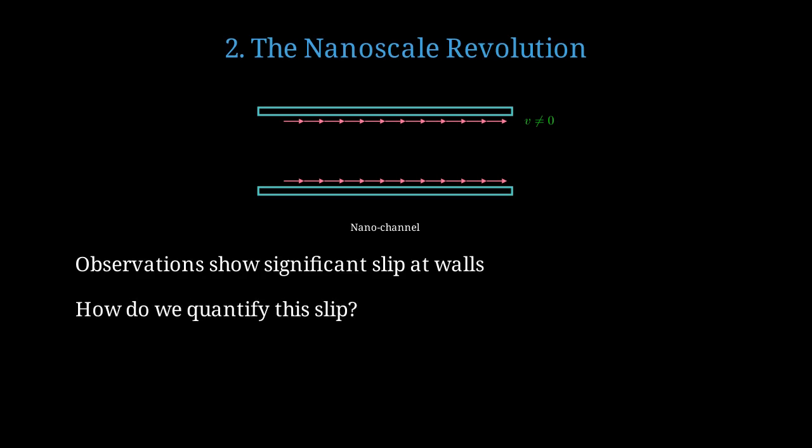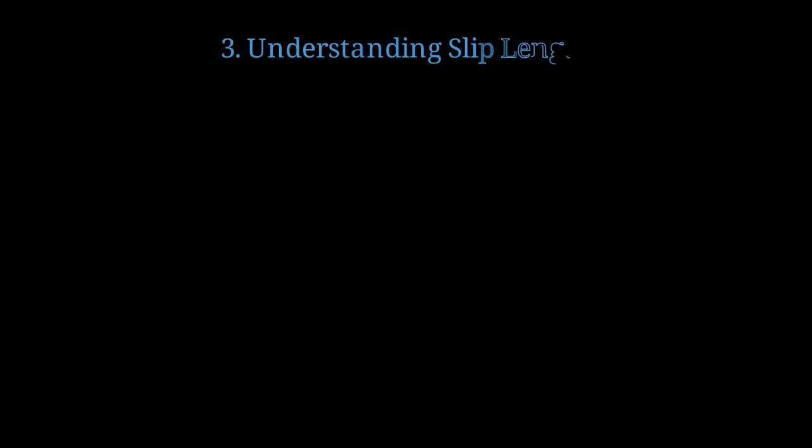Scientists introduced a parameter called the slip length. The slip length is the key parameter that tells us how much the fluid slips at the boundary. The slip length b is defined as the wall velocity divided by the velocity gradient at the wall. This tells us how far into the wall we would need to extrapolate to reach zero velocity.